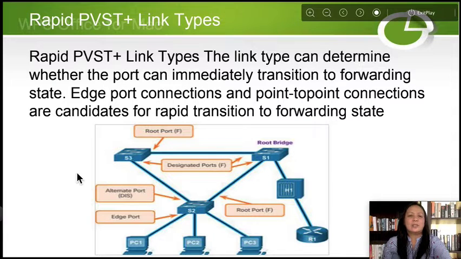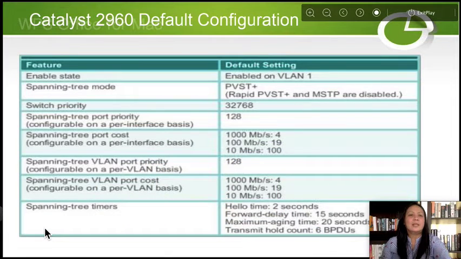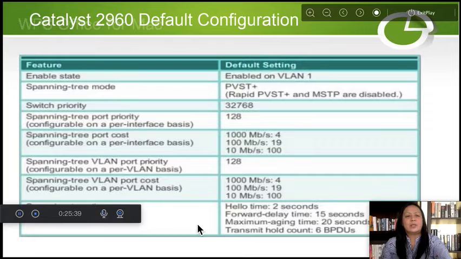So you see the sample for this: the root port, designated port, alternate port, edge port, and also the root port again. Catalyst 2960 default configuration. So these are the features: enable state, spanning tree switch priority, spanning tree port priority, spanning tree port cost, VLAN port priority, VLAN port cost, and the spanning tree timers. And then these are our default settings: enabled on VLAN 1, PVST+, etc.